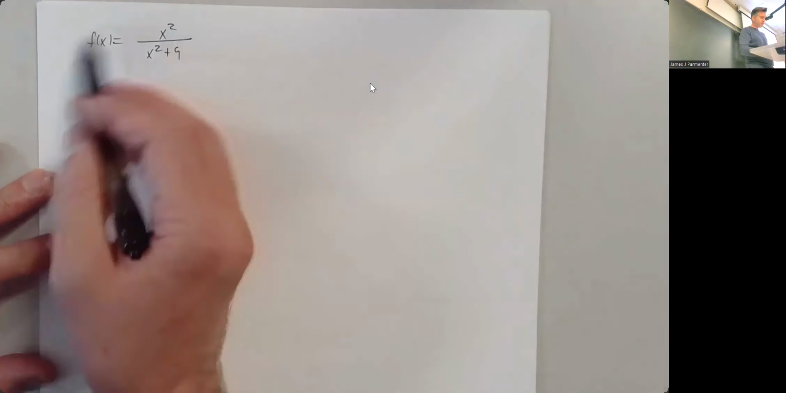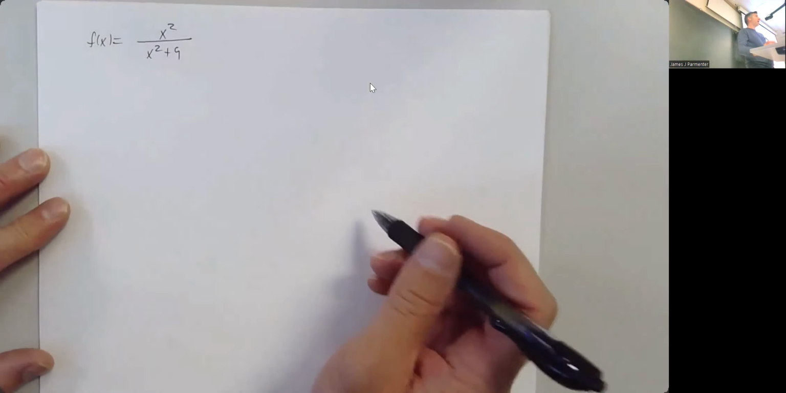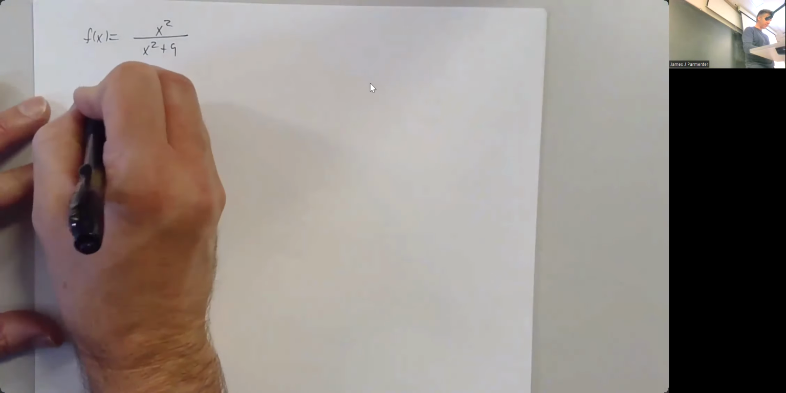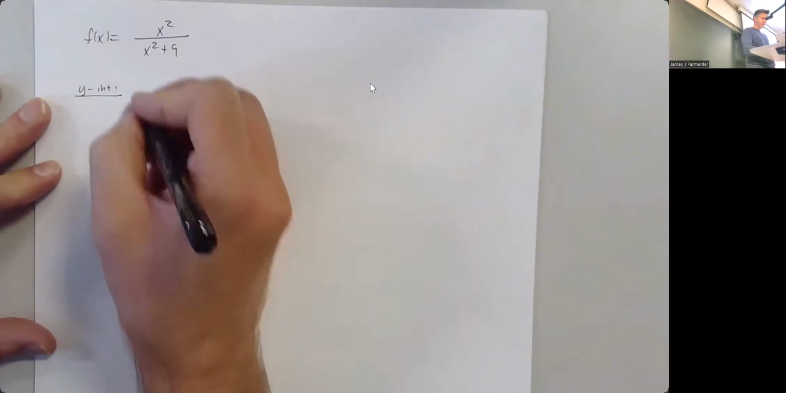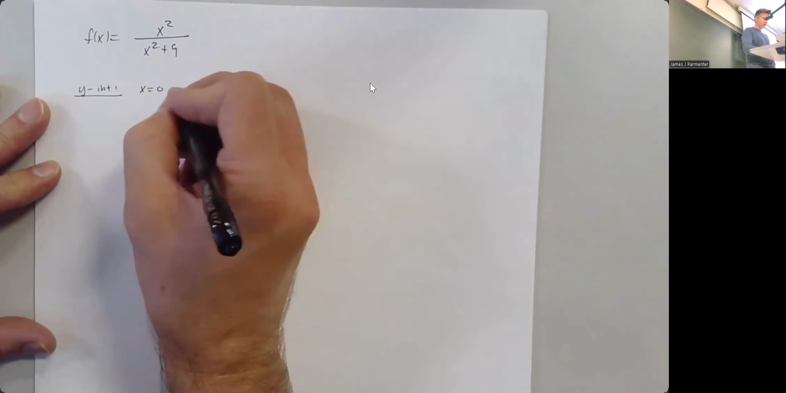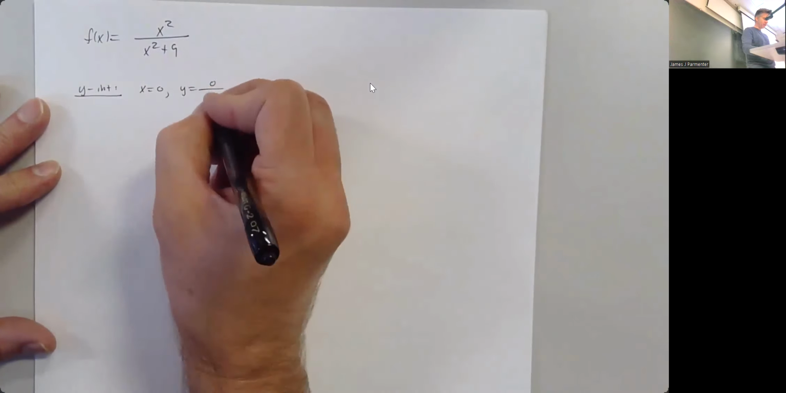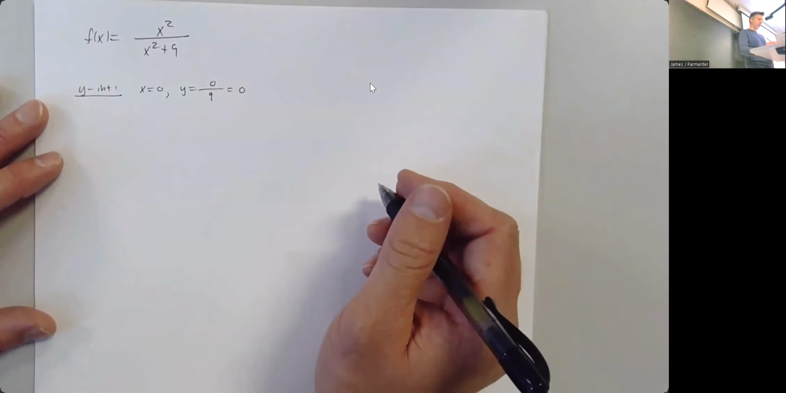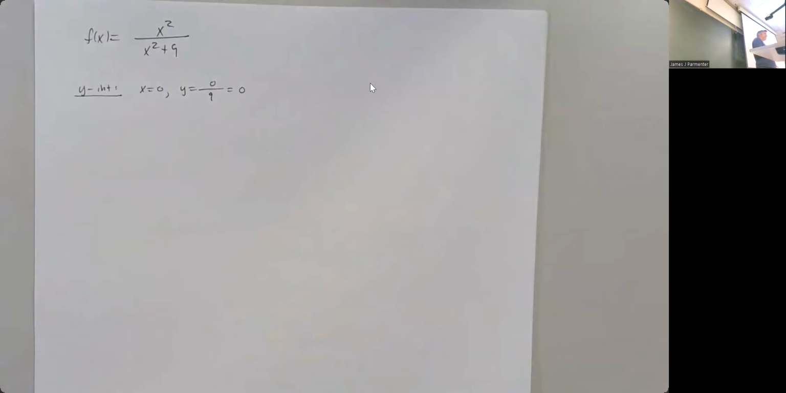So this function here, I would point out a few things about it. First, let's look at the intercepts. The y-intercept: if I set x equal to 0, I'm going to get y equal to 0 over 9, which is 0. So (0, 0) is a y-intercept. It also means it's an x-intercept, right? If the origin is a y-intercept, it's also an x-intercept. There might be other x-intercepts though, so let's check.